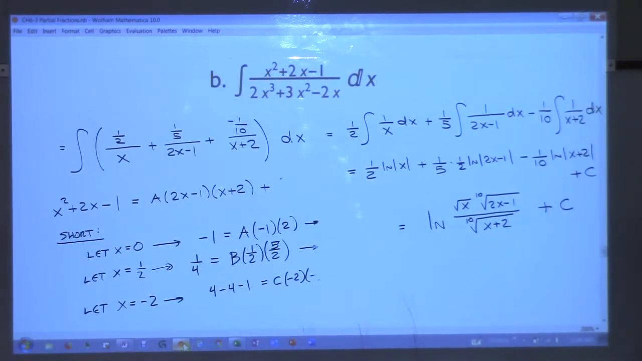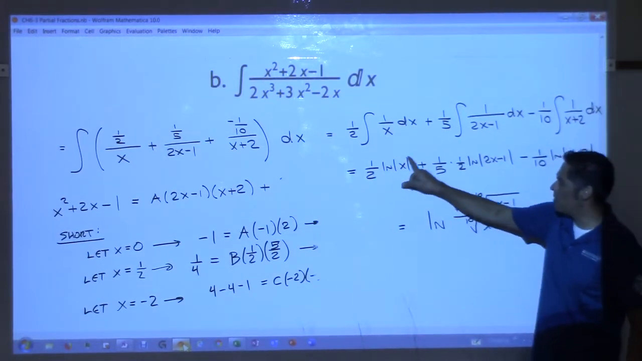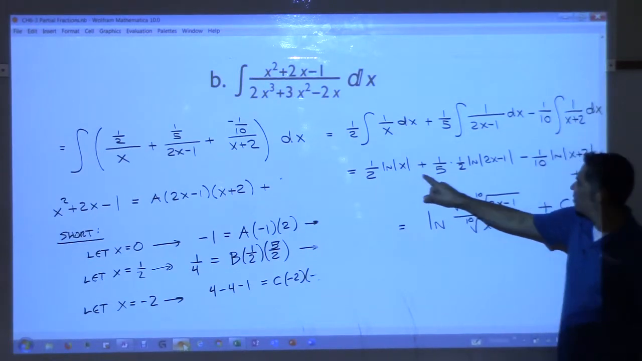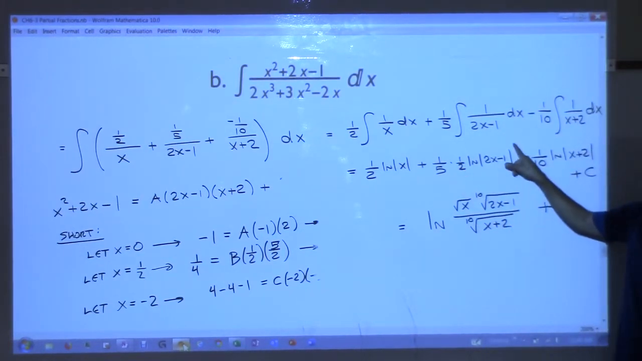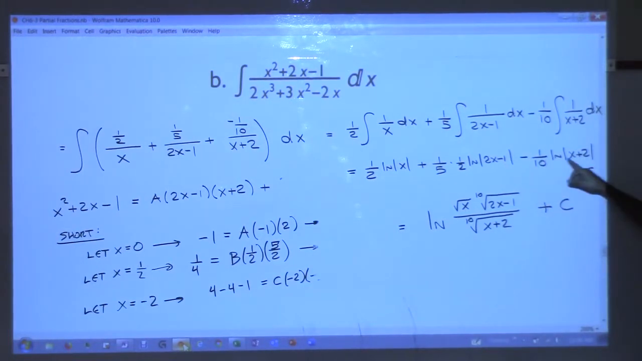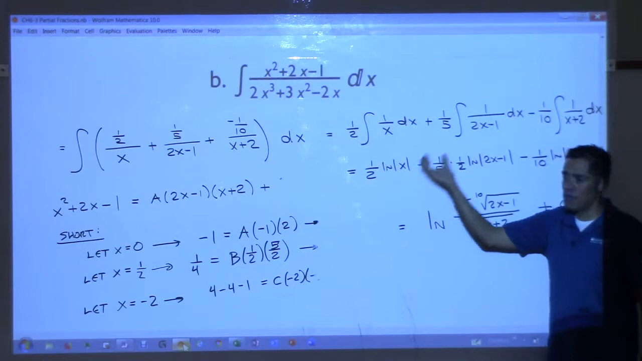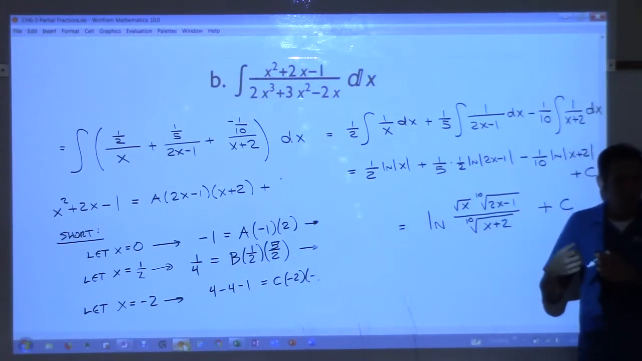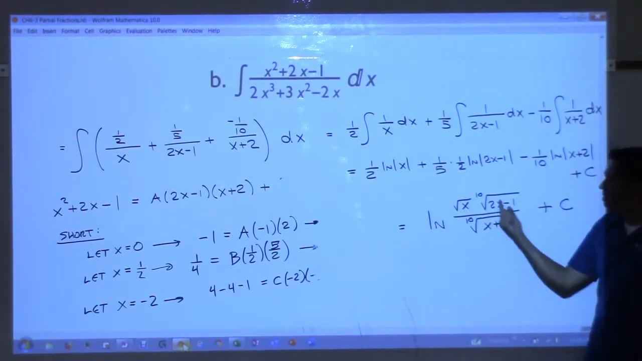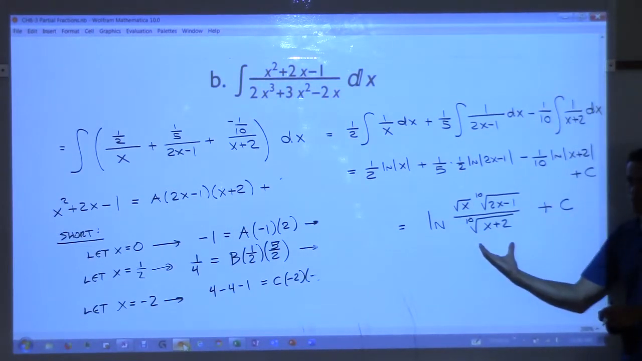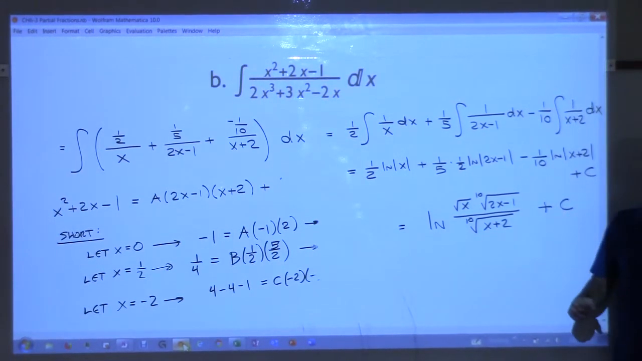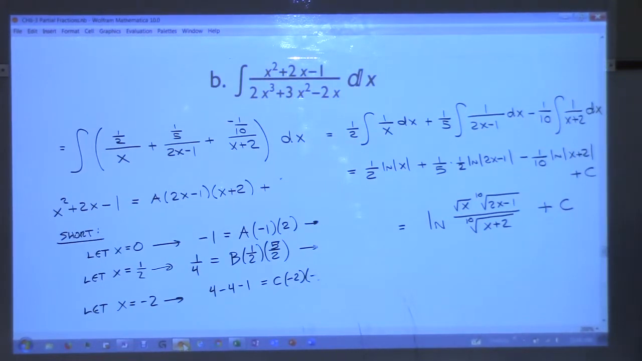So what happened here? What did I do? Property of logs. Half goes up to here and becomes square root of x. This 1/10 goes up and becomes 1/10 power, which is the 10th root. But back from college algebra, if you have a log plus another log, you can put them into one log with multiplication. So that became this. And then if you have subtraction, it becomes division. So I condensed that log expression down into one final thing.